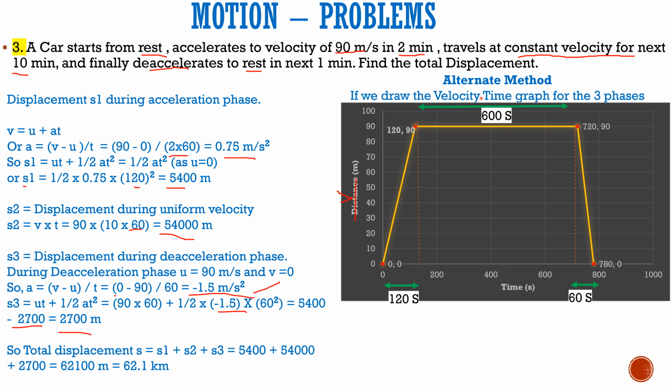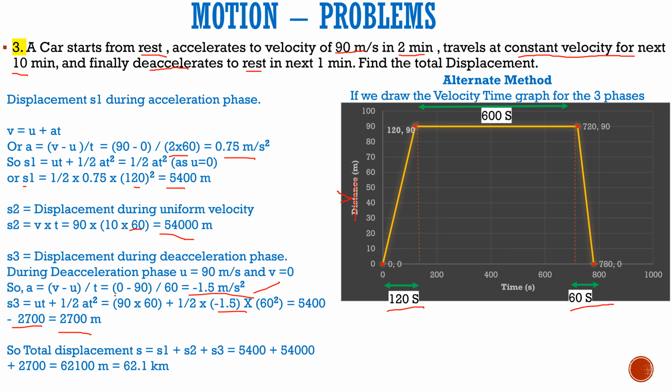And then again it travels with 90 meter per second for 10 minutes. So let's go on the x-axis for 600 seconds. So we draw 600 seconds and 90 meters constant velocity. So it continues to be 600. Now it decelerates from initial velocity to 0 in 1 minute. So with that, this part is 60, right? The first part is 120, the middle part is 600, and the last part is 60.